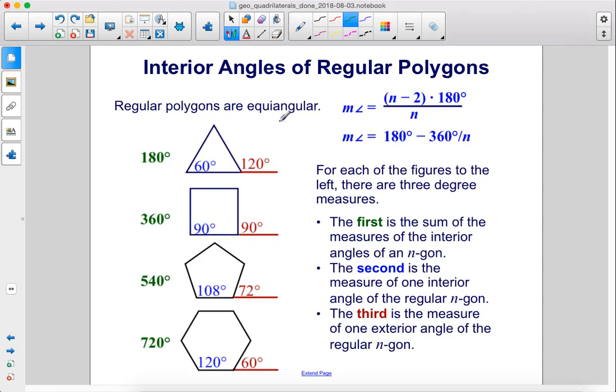Regular polygons are equiangular. So we have the measure of each angle equals n minus 2 times 180 divided by n, or we could simplify that to 180 minus 360 over n.